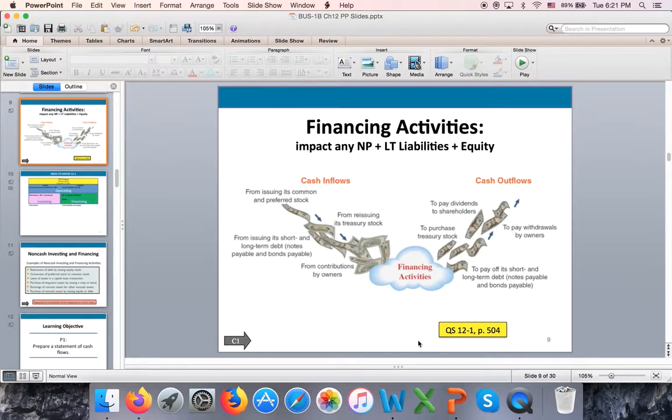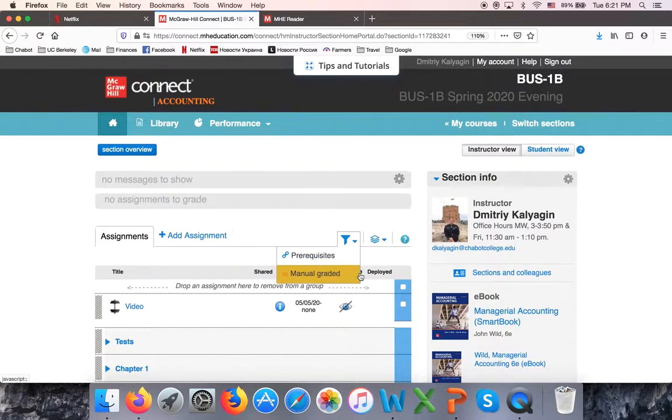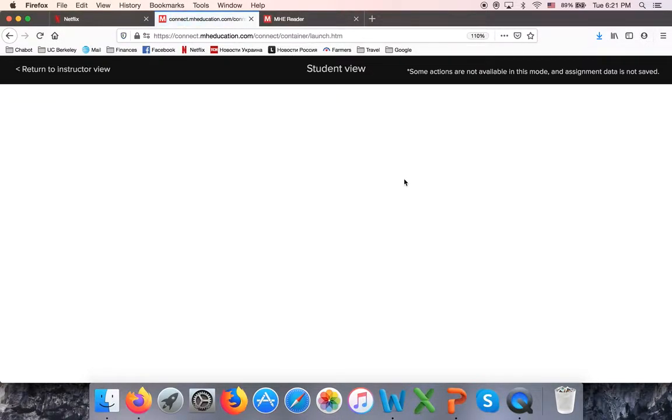So quick study 12-1, page 504. Let me actually go right here and let's do it together.